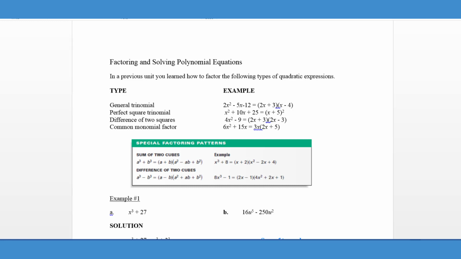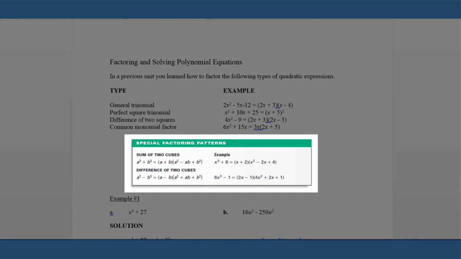Now, we start off here with just a basic recap of the different types of factoring that you learned back in the quadratic functions unit. So you can see basic trinomials, perfect squares, and common monomial factoring. And don't forget grouping as well. Now, what we want to add here is the first level of higher degree polynomials, and that's cubes.